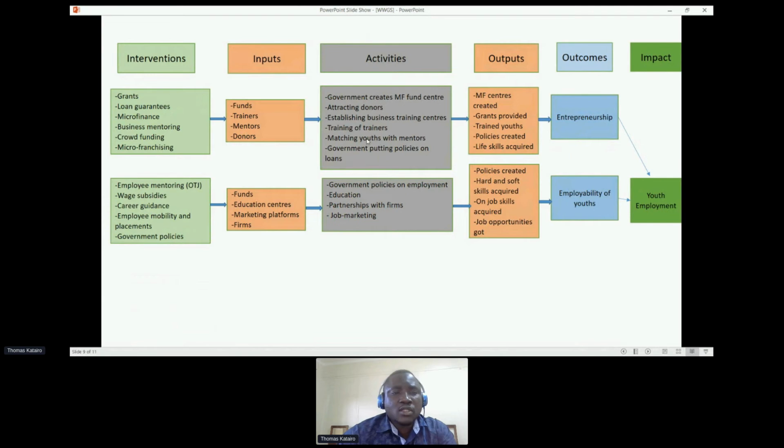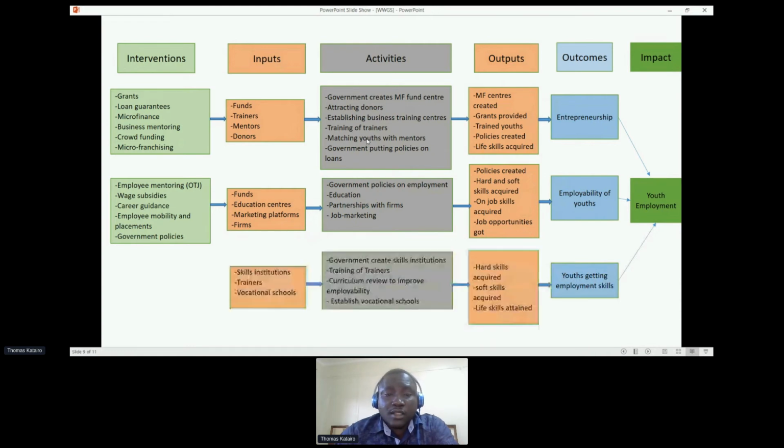So if you look at these, when the youths get these kind of interventions, when these interventions are in place, they will lead to the youths getting hard and soft skills. They will lead to these youths getting on-job skills, and they will also increase the job opportunities for them, which in the end increases the employability of the youths. And as we say, the employability of the youths improves the quantity and the quality of the youth employment.